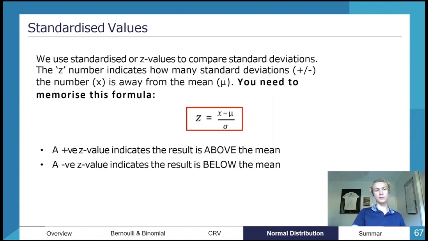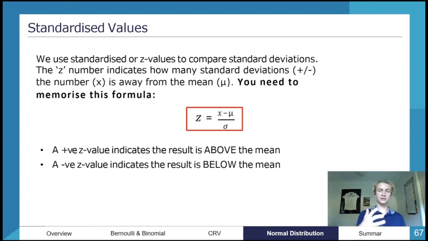Standardized values. So this is what I was talking about before, Z values. You need to memorize this formula. This is the formula for Z, and all it's saying, so Z is just how many standard deviations we are away from the mean, and you do need to memorize this. So Z equals X, the X value we're looking at, minus the mean, divided by the standard deviation.